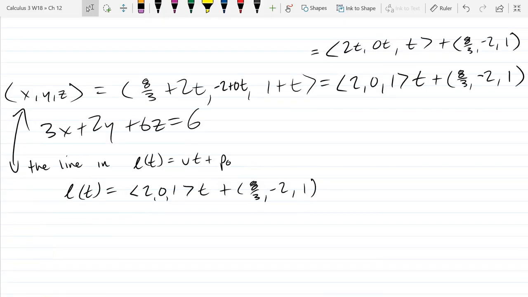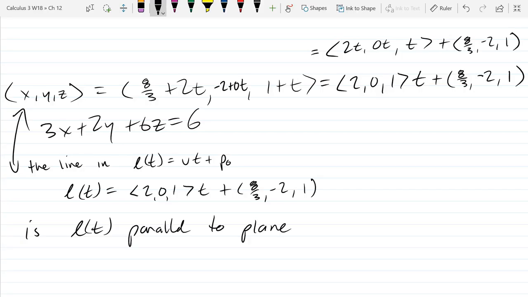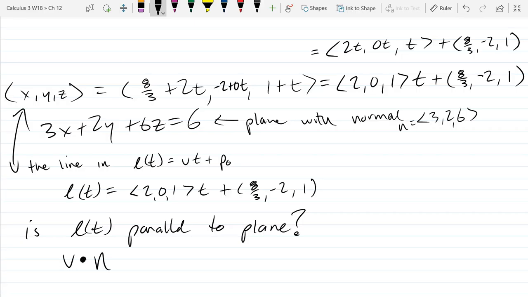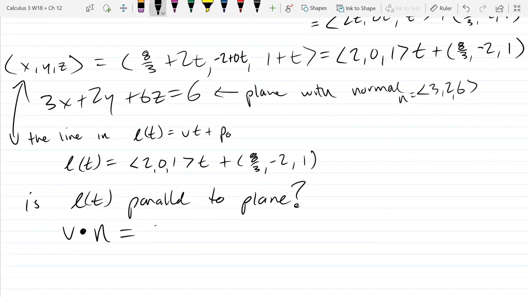So how would I know if this is parallel to the plane or not? I have to do v dot n. Now, how do I get the normal vector out of the plane? So what is the normal? It'll be (3, 2, 6). That's our x, y, z coefficients. N equals (3, 2, 6). I could determine if they are parallel if I dot them and get 0. So we'll dot these together. Our v is (2, 0, 1), and our n is (3, 2, 6).